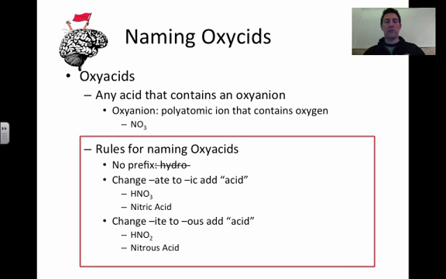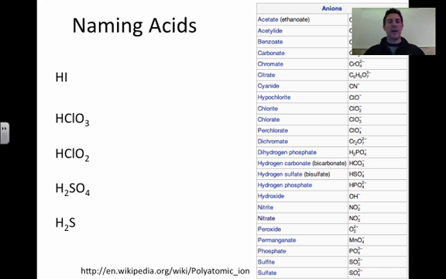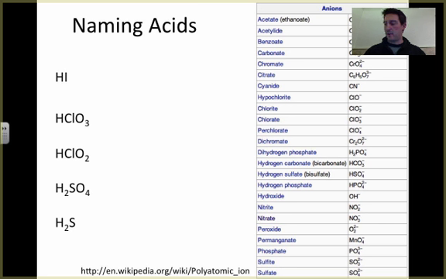Now, what if you don't know the polyatomic ions? Well, you're going to have to look them up, and I have it right here. This is straight off of Wikipedia. If you go there, you can get the same list. You can look all over the internet, and you can find all sorts of polyatomic ions. I just have some of the anions up here.